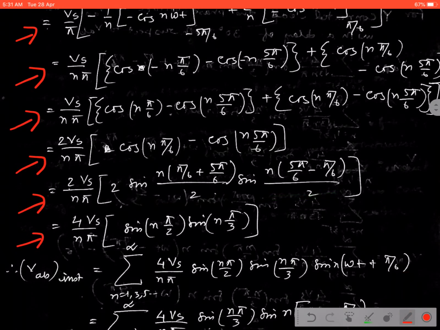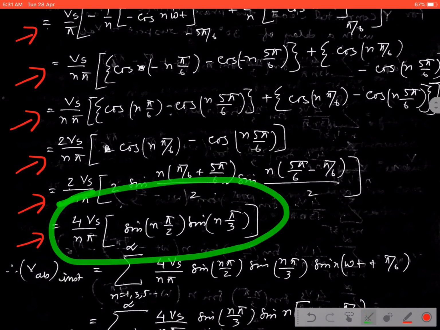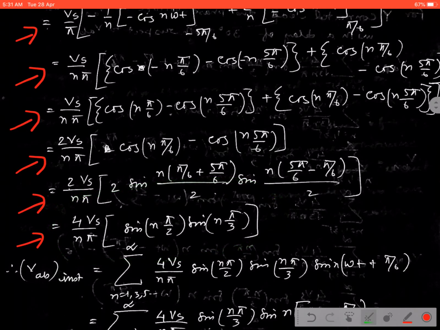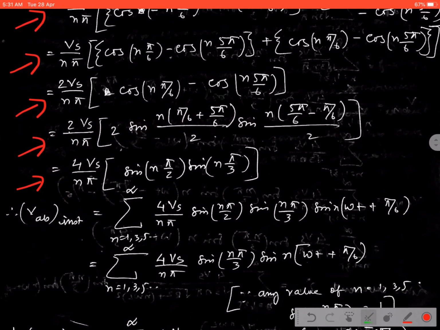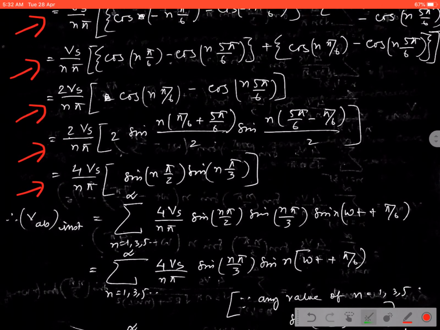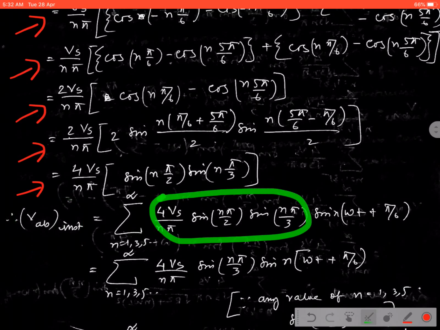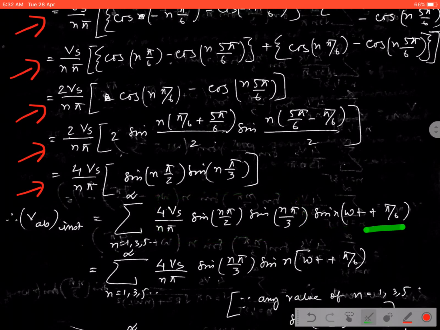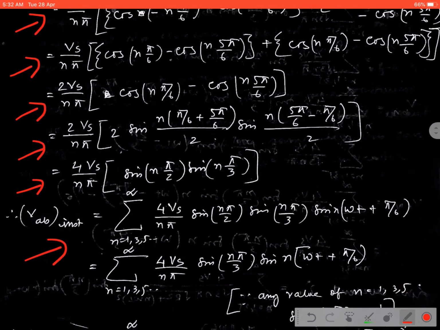Finally, we get the coefficient Bn, that is 4 Vs by n pi sin n pi by 2 sin n pi by 3. So this is the equation for the Bn coefficient. The instantaneous periodic function Vbn is then obtained by first putting the value of Bn here, and the rest remains the same, that is sin n omega t plus pi by 6 as the axis was shifted. So this is the expression, in a simplified form.